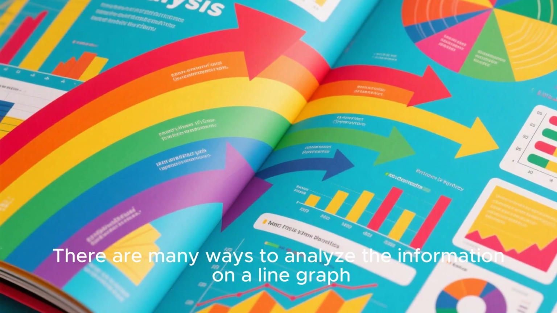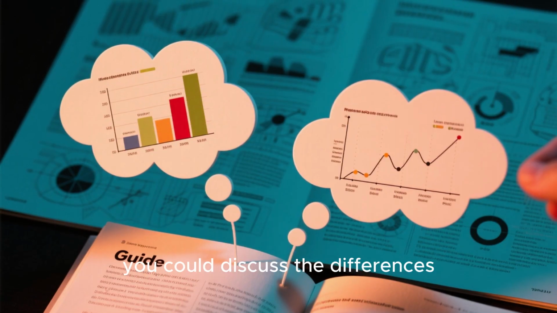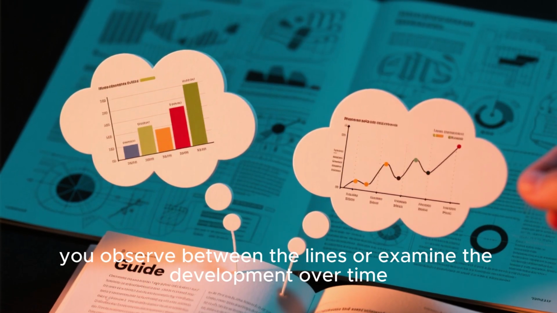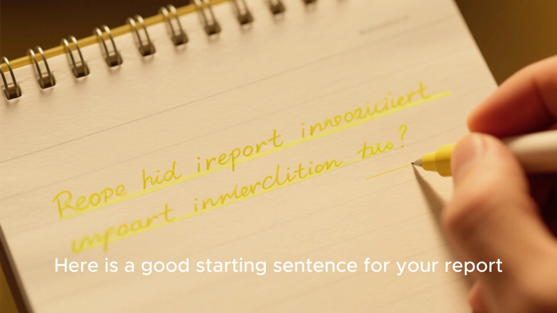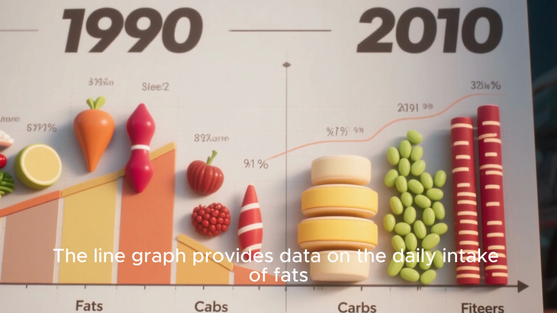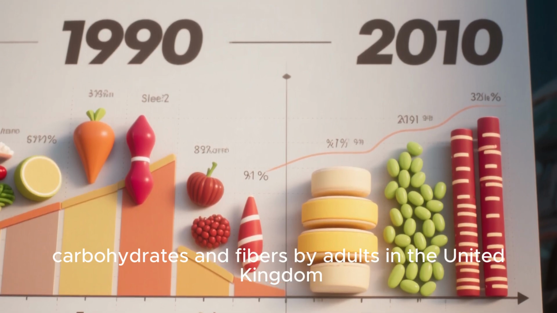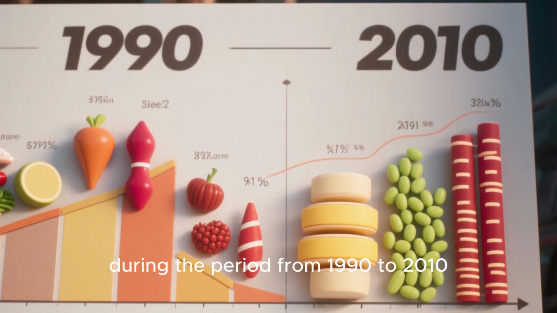There are many ways to analyze the information on a line graph. For example, you could discuss the differences you observe between the lines or examine the development over time. Here is a good starting sentence for your report. The line graph provides data on the daily intake of fats, carbohydrates and fibers by adults in the United Kingdom during the period from 1990 to 2010.